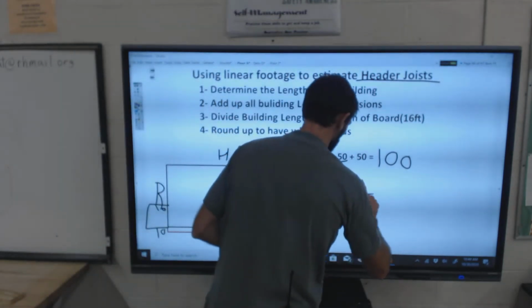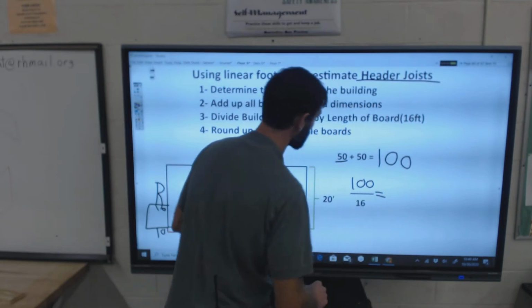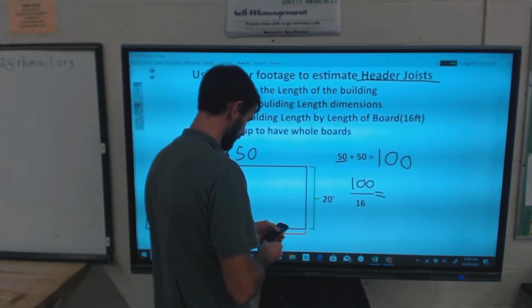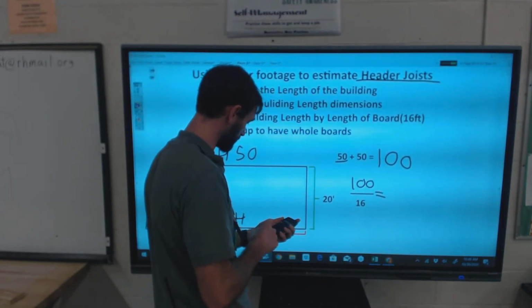Linear footage by length of the board. So 100 divided by 16. That is going to be like 5 point something. 6.25.